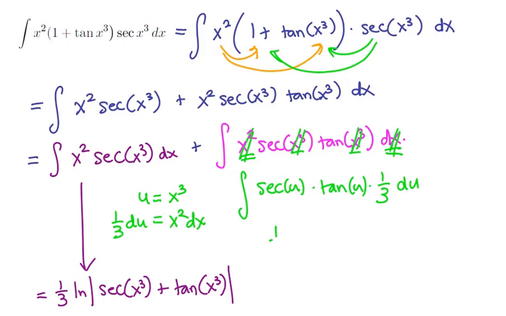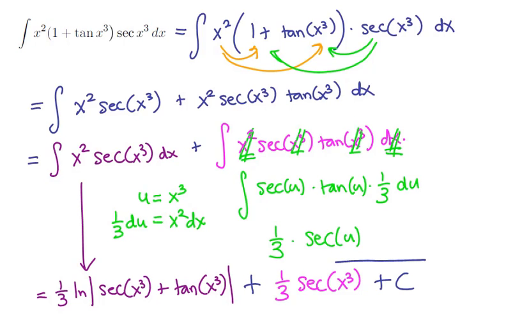1/3 comes along for the ride, and the antiderivative of secant tangent is just secant. So if we back substitute, we're going to have 1/3 secant of x cubed as an antiderivative for the second integral. If we add our two results together and add an integration constant, we now have the general antiderivative for the problem.